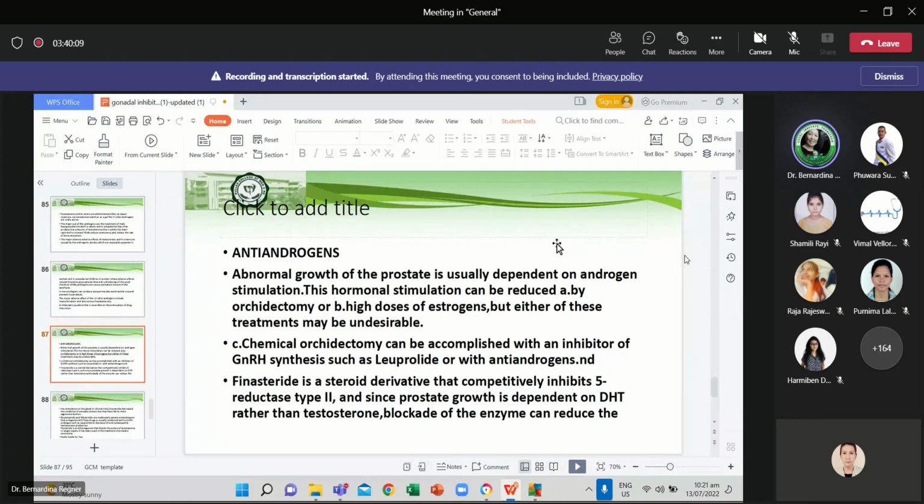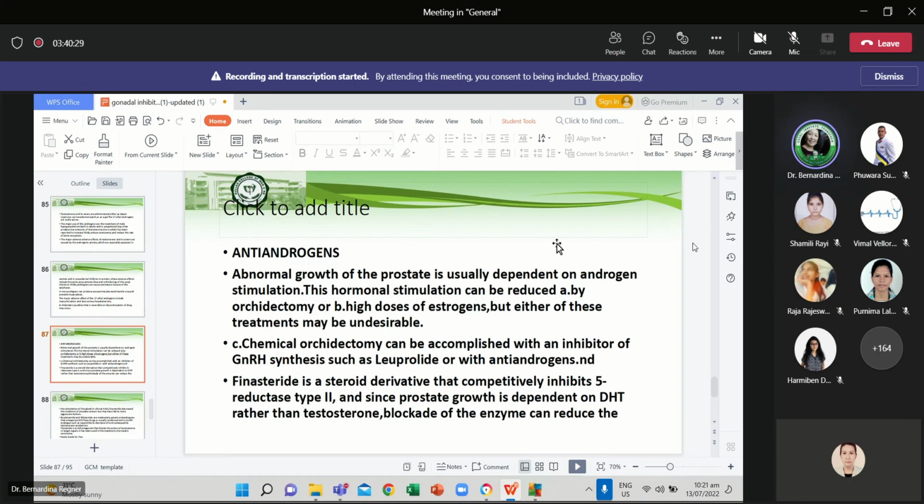Can you say ectomy means removal? Yeah, the word there is orchids. The removal of the orchids. No? It's not correct, by the way. It's removal of the testes. Number two, high doses of estrogens. Okay? Then number three, chemical orchidectomy.